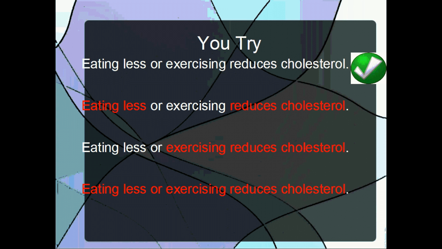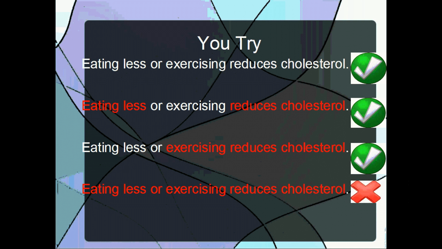Okay, then in the second case, it's false that eating less reduces cholesterol, but it ends up being true that exercising does reduce cholesterol. One of my disjuncts is true, eating less or exercising, so the second disjunctive proposition is true. In the third case, eating less reduces cholesterol is true, but exercising reduces cholesterol is false. Again, at least one of my disjuncts is true, so the third disjunctive proposition is true. In the last case, neither eating less nor exercising reduces cholesterol. Those are both false, so the last disjunctive proposition would be false.